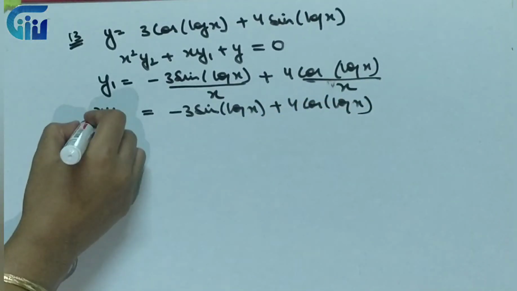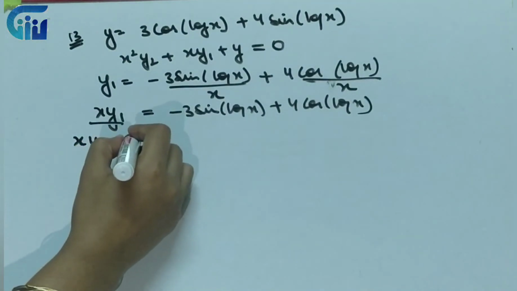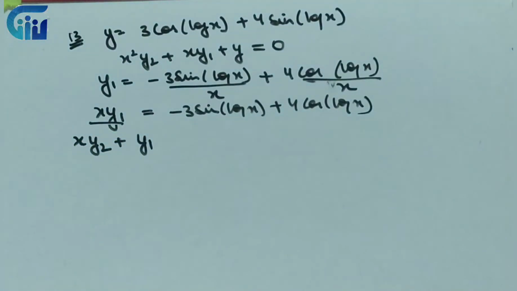Now differentiating again, we have to use product rule here. x as it is, derivative for y1 is y2, then y1, derivative for x is 1.